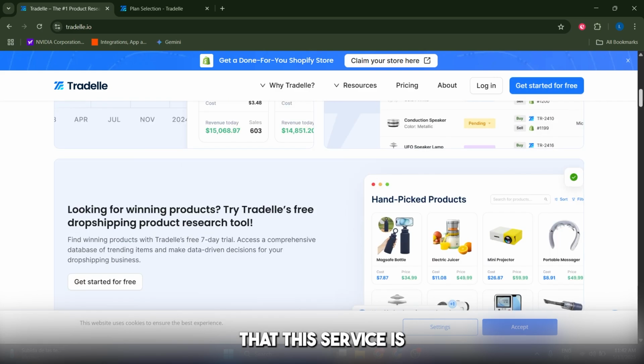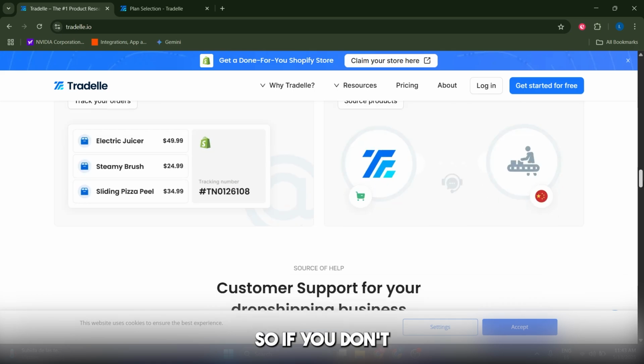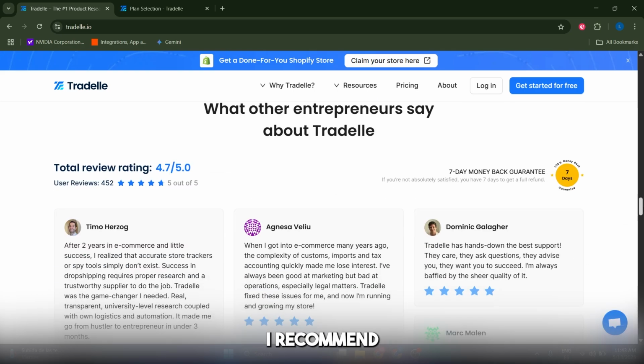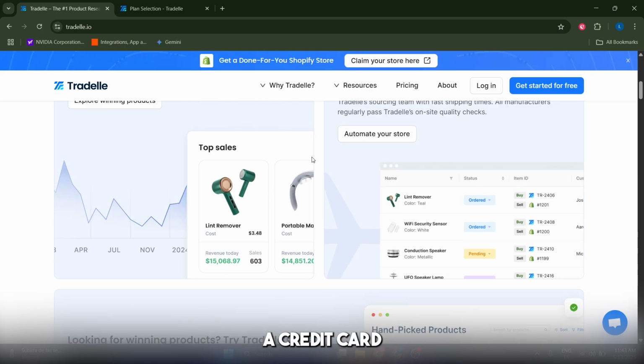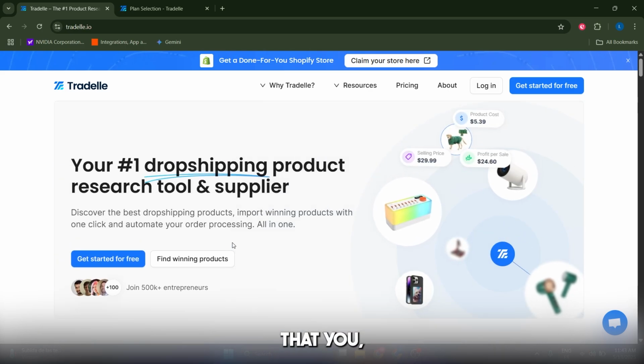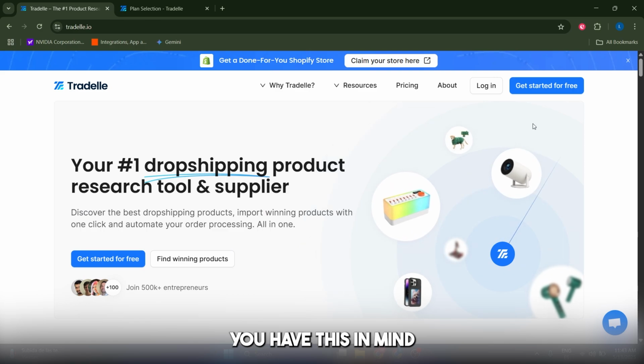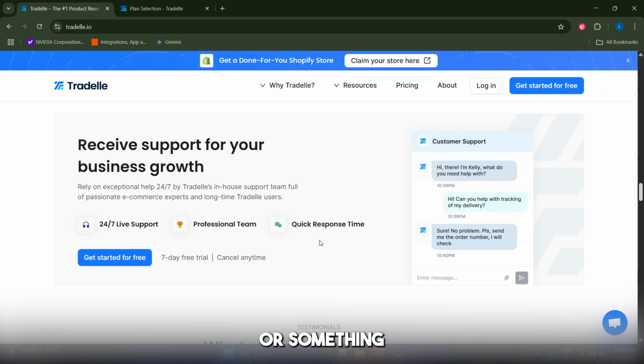It is very important to notice that this service is very expensive. So if you don't plan on actually using this, I recommend you cancel this service before the 14 days because you require a credit card for this. Okay, so always make sure that you cancel or that you have this in mind so you don't get charged $100 or something like that.